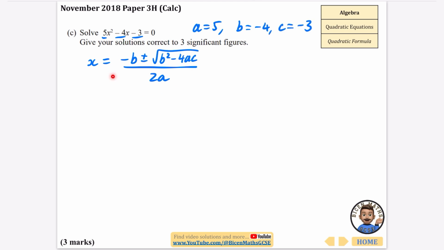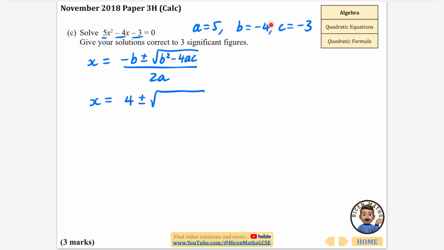Now, most of the time they've been giving this formula. Because of the pandemic, they've been trying to make it a little bit easier with a formula sheet, but at some point they might not be giving this. So we're going to substitute in the values. Now, b is negative 4, so negative 4 is just 4. And that's plus or minus the square root of.